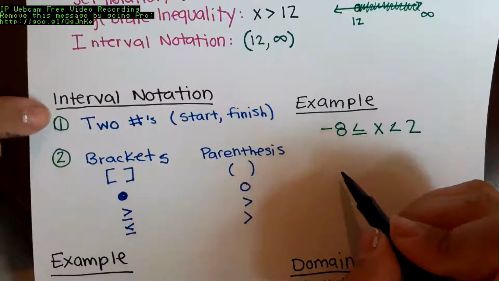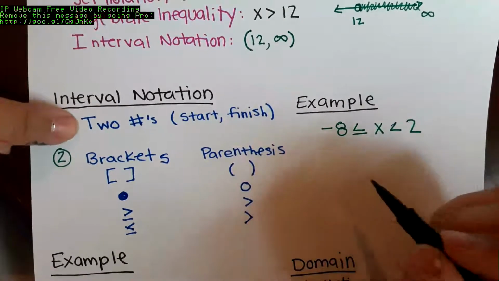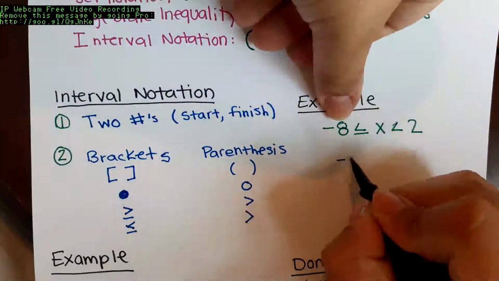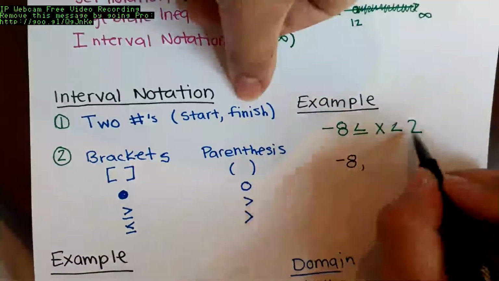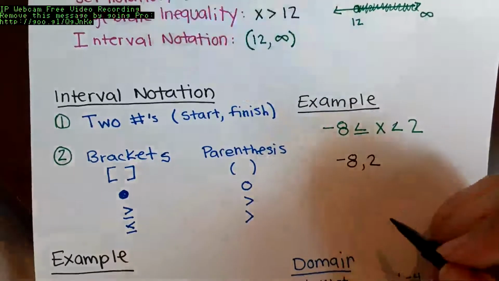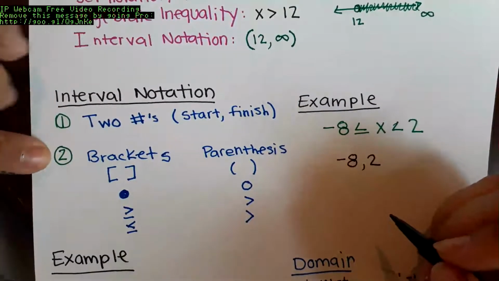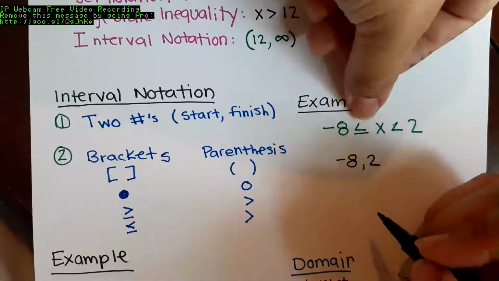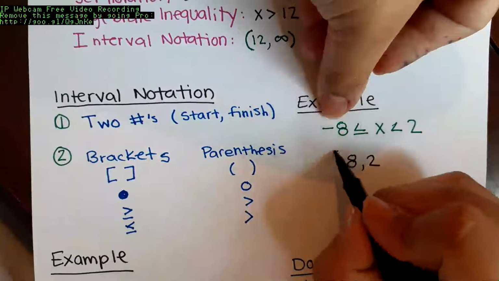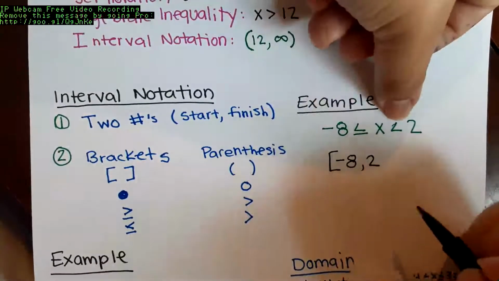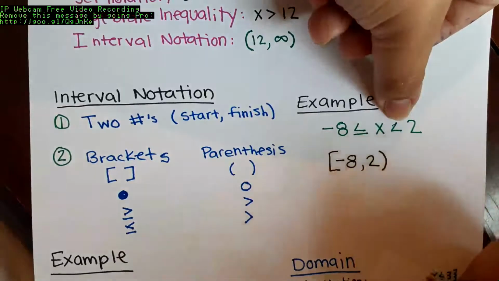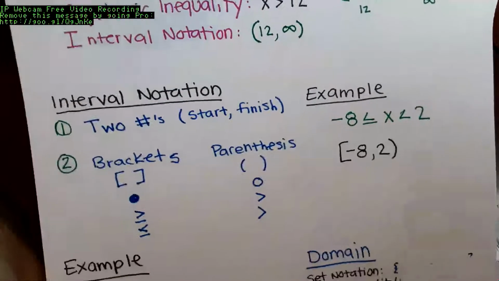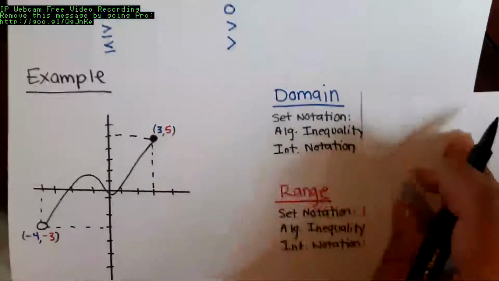So let's start off with our number one. Number one means I need two numbers where I start and where I finish. So I know I start at -8 and I finish at 2. Okay, got that down. So now number two, am I going to use brackets or parentheses? Well, looking at my symbols, it looks like this less than or equal to tells me my -8 is going to be a bracket, and this less than tells me that my 2 is going to be a parentheses. Okay, not too bad, right?